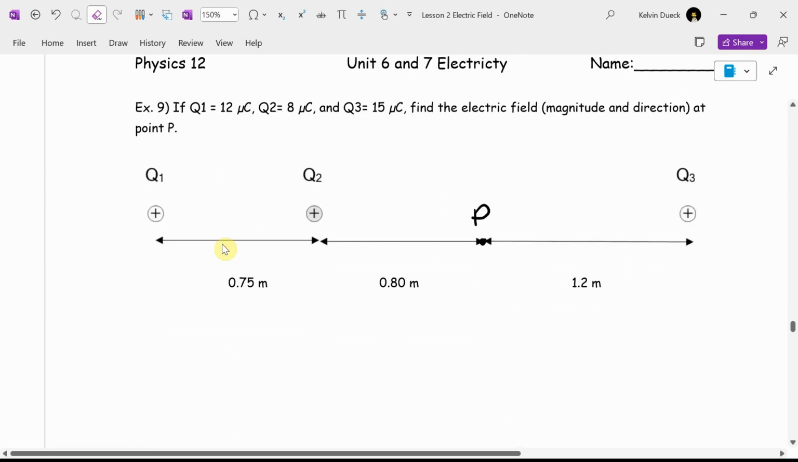Example 9. I think I like example 9. I can't remember. 3 charges. Oh, I labeled them. Yay! What am I going to do? Well, first of all, Adam, what does it want me to find?